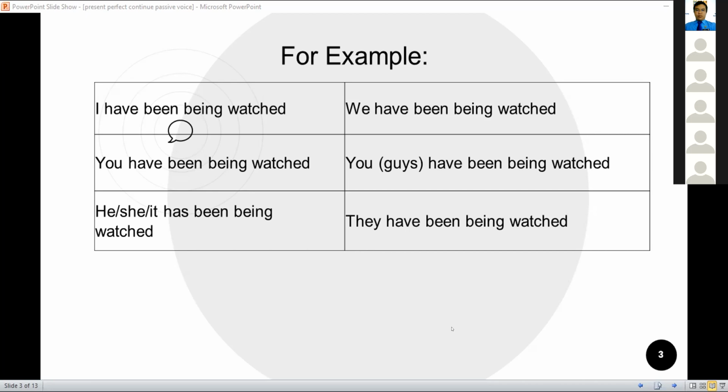Okay. So now go to my question. The first one: when do we use the present perfect continuous? When do we use it?